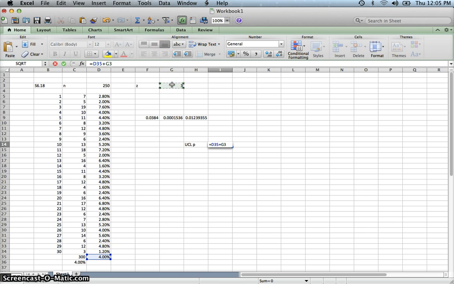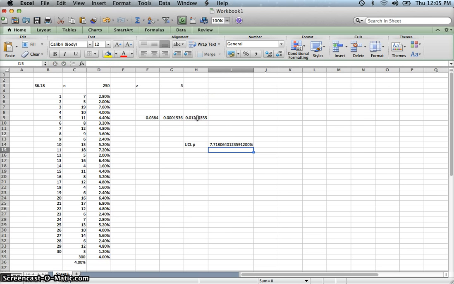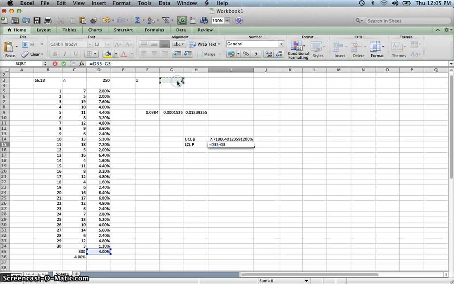3 times this value. And to do the lower control limit for P, we're just going to subtract then. So once again, we start off with our average here, and we will subtract then 3, that's our z value, times what this formula tells us.